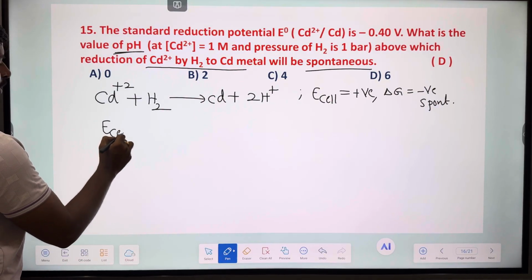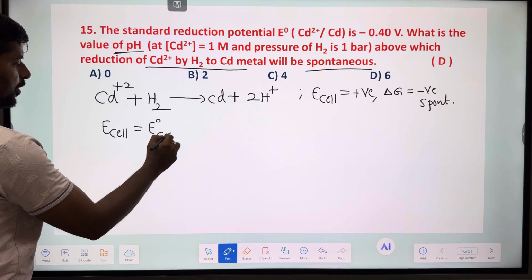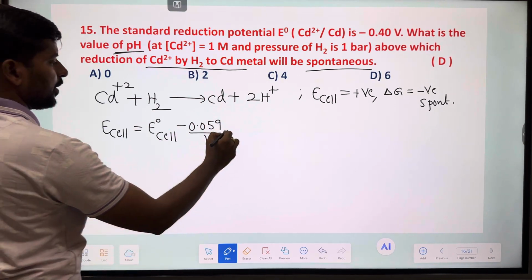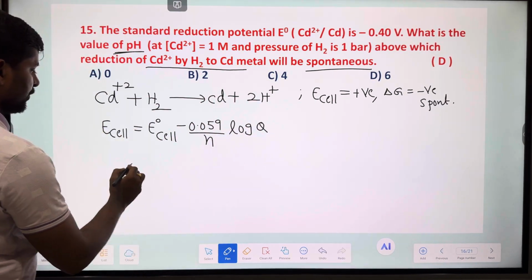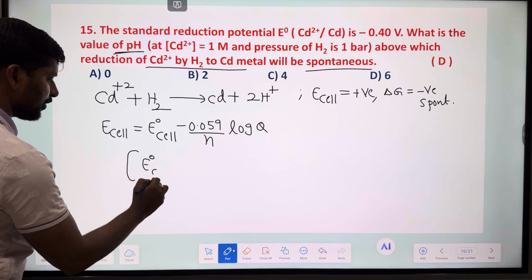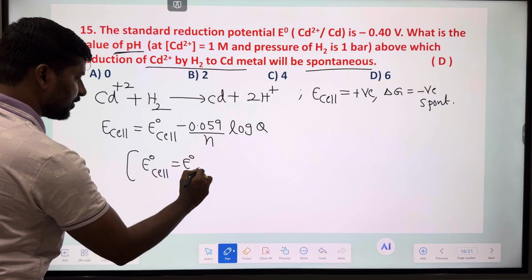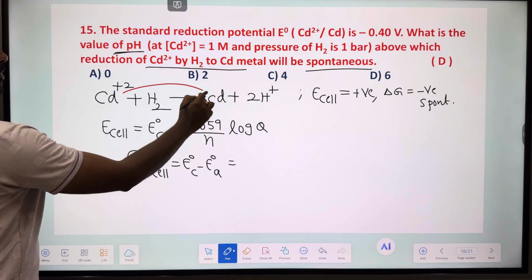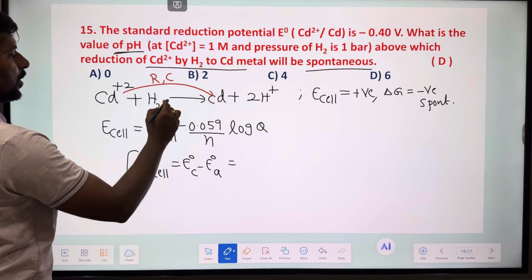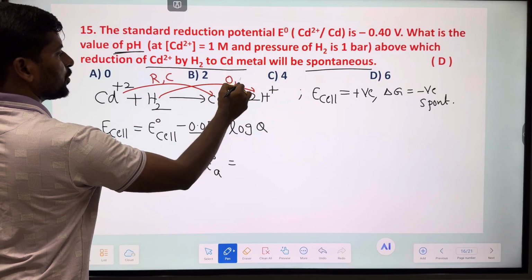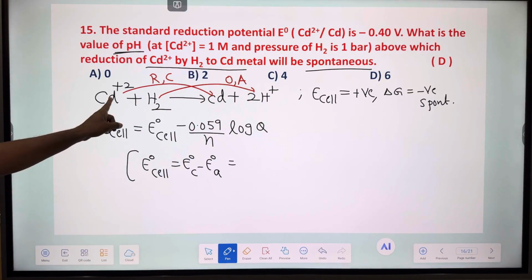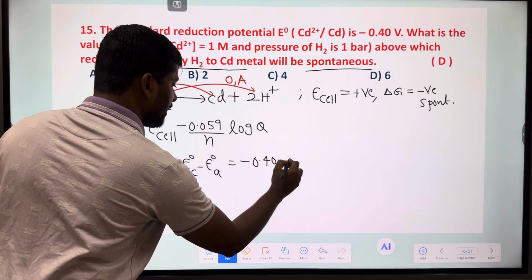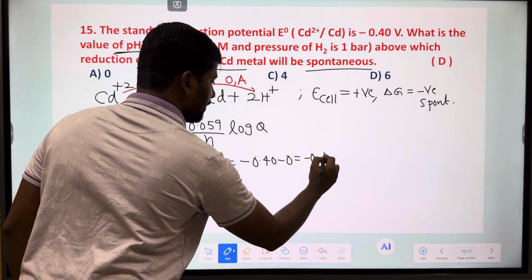Here E cell is equal to E0 cell according to the Nernst equation, minus 0.059 or 0.06 by n log Q. E0 cell means E0 cathode minus E0 anode, reduction potentials. What is the cathode here? Cadmium plus 2 undergoes reduction, so that is the cathode. Hydrogen undergoes oxidation, so that is the anode. What is the reduction potential of cadmium? Minus 0.40. Standard hydrogen electrode potential is 0. So E0 cell is minus 0.40.